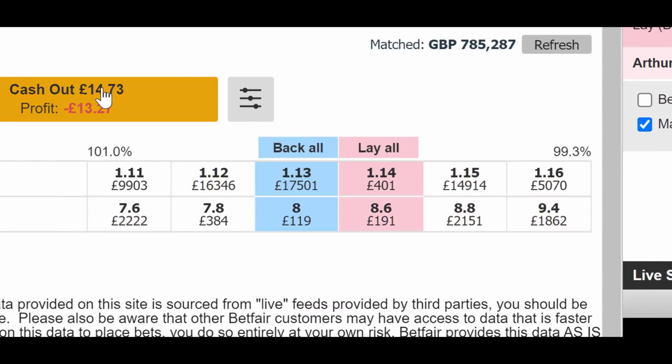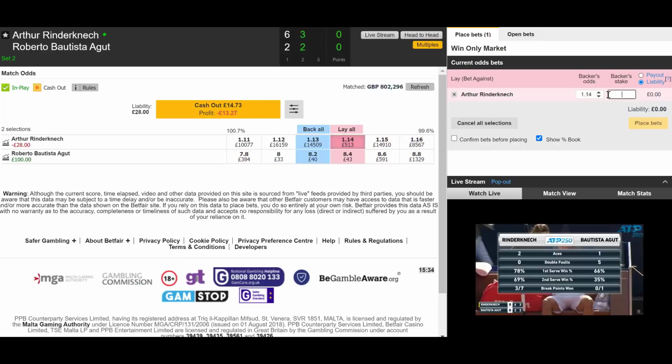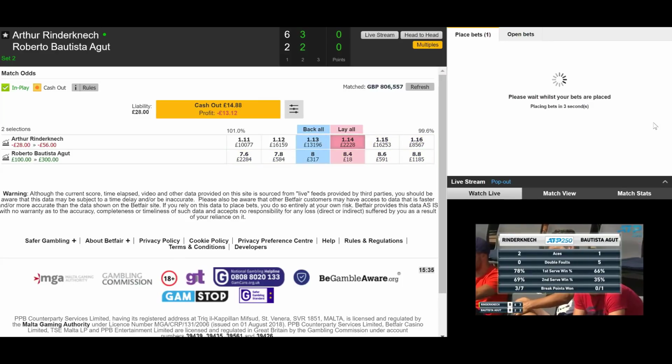And you might think, well, that's it. We should just accept the loss and get out. Not quite. We can go in again. We laid with a £100 stake. Let's lay again Rindenech, use a £200 stake.